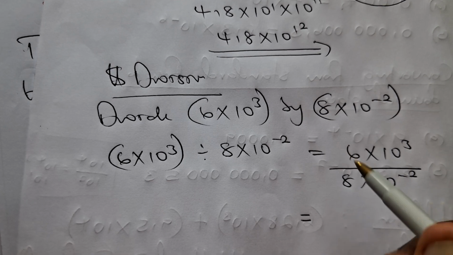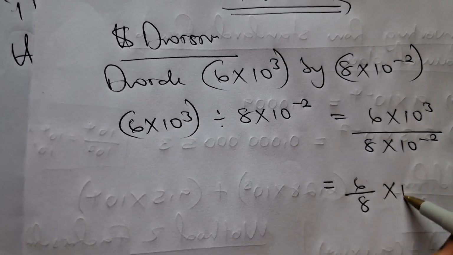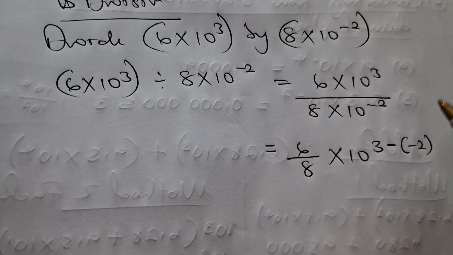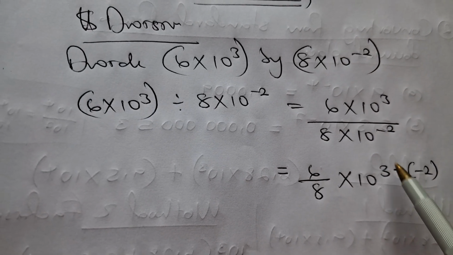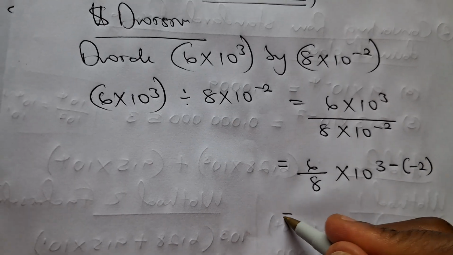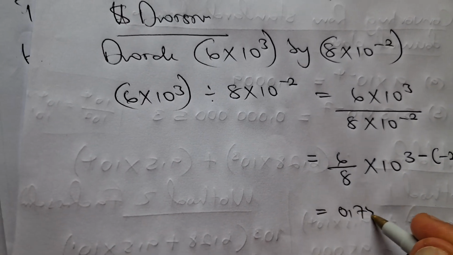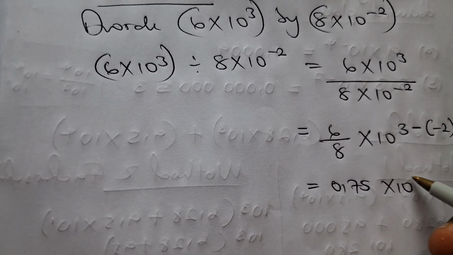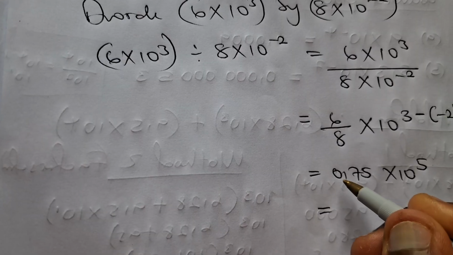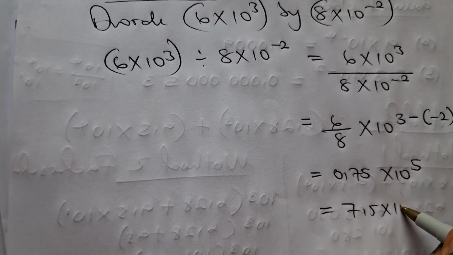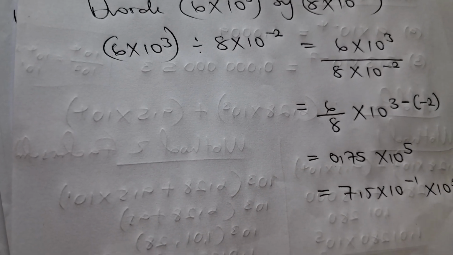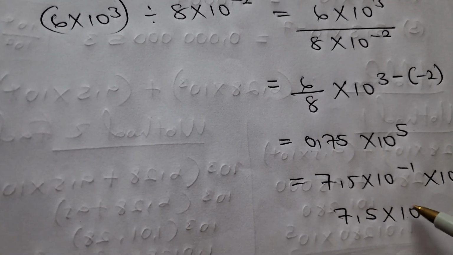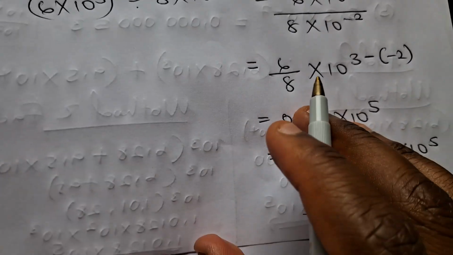It's 6 over 8 by 10 to the power 3 minus, remember, be careful with the negative sign in terms of division, because there is the minus for division, then the minus which was already there. So 6 over 8 will be 0.75, because it's 3 over 4 if you reduce to lowest terms, times 10 to the power 5. So it will be 7.5 times 10 to the power negative 1 times 10 to the power 5. You're going to say 7.5 times 10 to the power 4. Simple as this, you'll be good to go, guys.